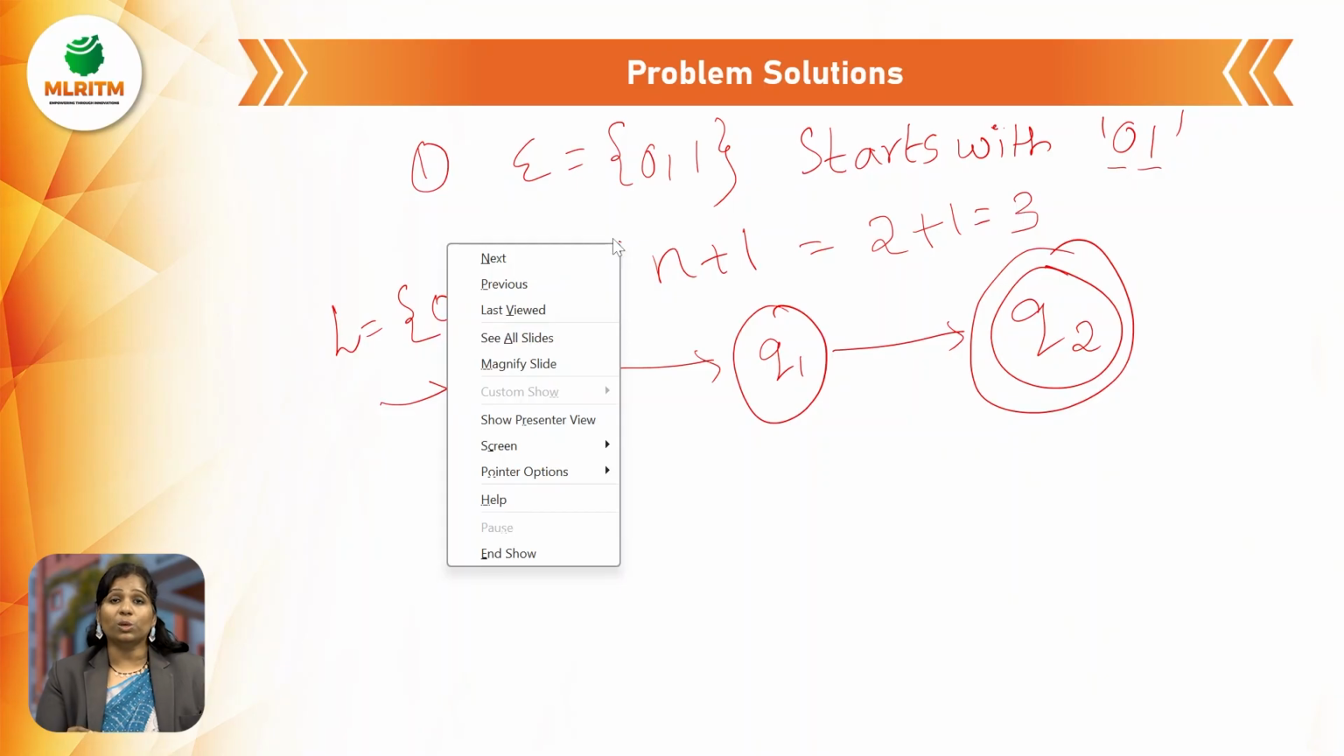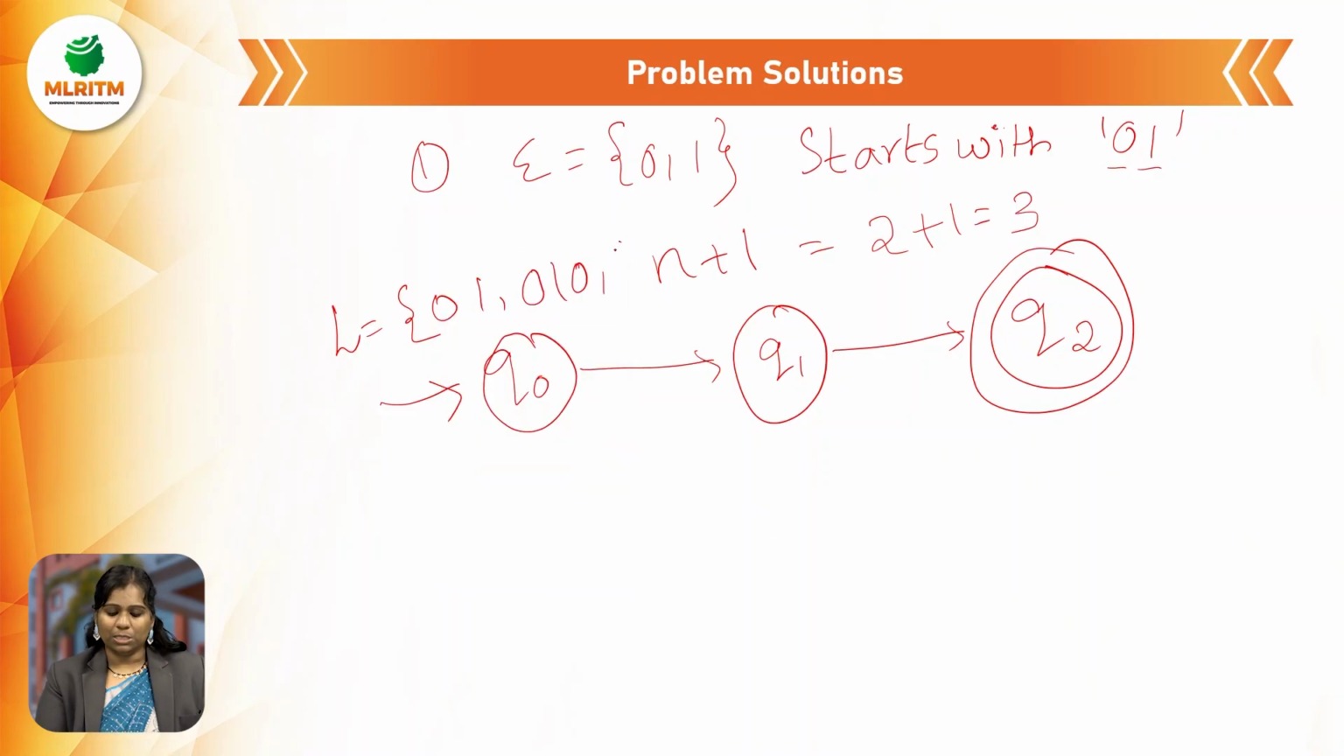Starts with 0 1 only, it has to start with 0 1. So starts with 0 1 0 1 0 0 1 1 and so on. The language is 0 1 0 1 0 0 1 1.